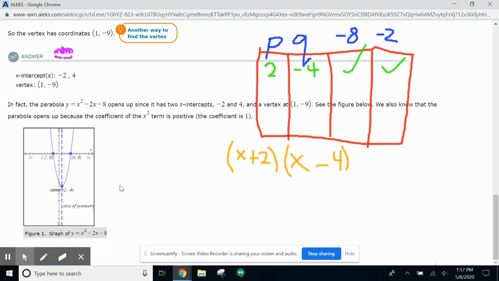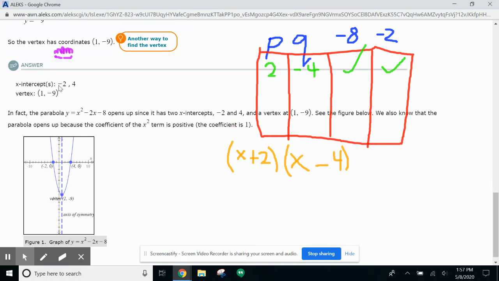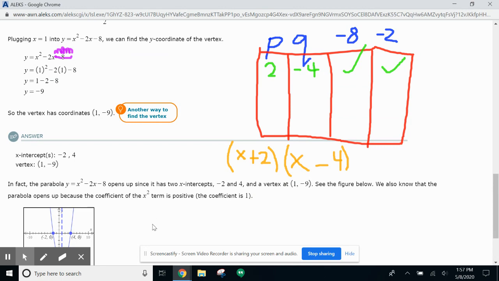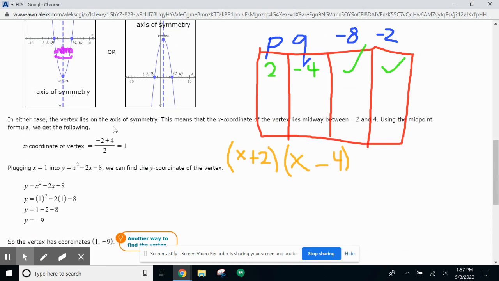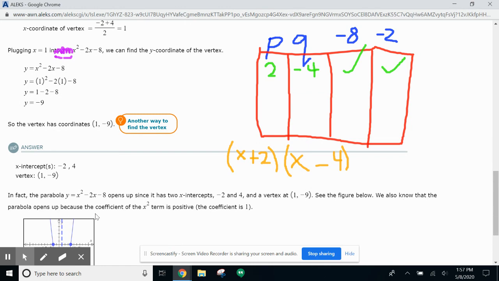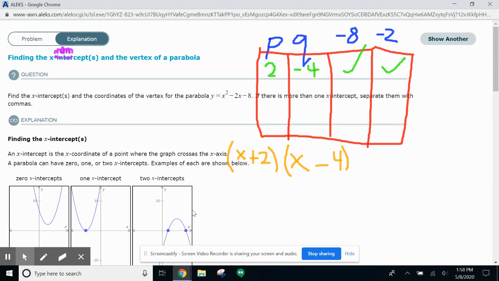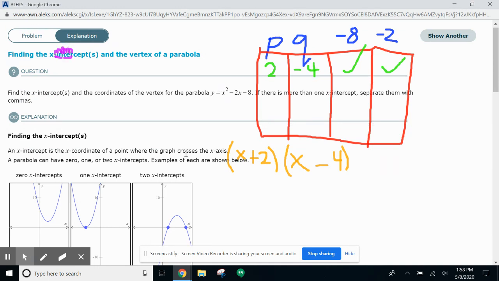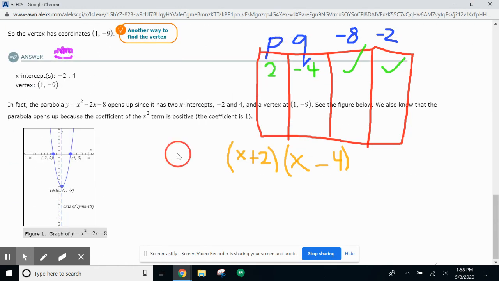And now, down here for our answer, we'll have our intercepts -2 and 4, and our vertex at 1 and -9. And if you see from some of the work they did up here, they also show down here that we know the parabola opens up because the coefficient for the x squared term is positive. That first term is positive, so that'll be our answer. All right.